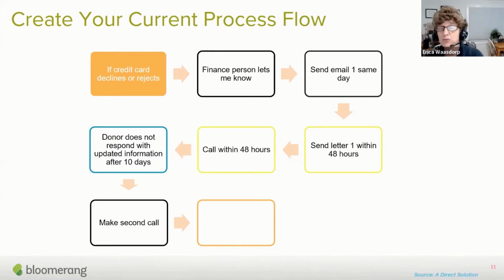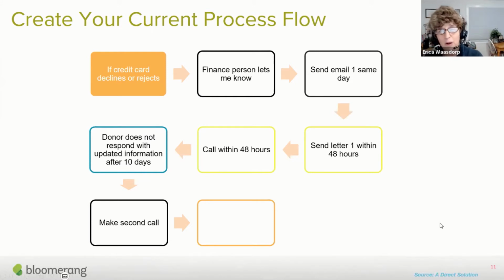So maybe you're saying, okay, I always send an email the first day, then I send a letter out within the next 48 hours. I try calling within 48 hours, and then you wait and say, okay, well, if the donor doesn't respond within 10 days, then I may need to make a second call, and so on. So fill in the blanks, right? So just create the current process flow.